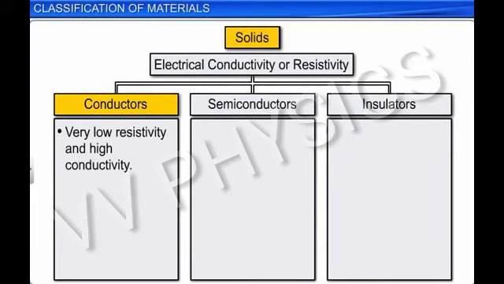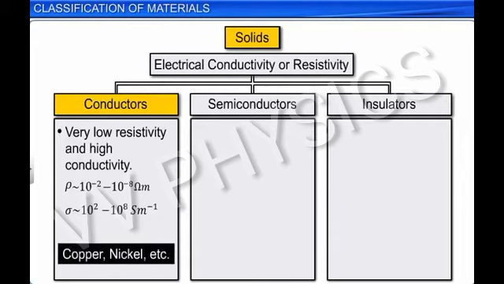Their resistivity ranges between 10^-2 to 10^-8 ohm meter. And in particular, metallic conductors possess conductivity in the range of 10^2 to 10^8 siemens per meter. Some examples of conductors are copper, nickel, etc.